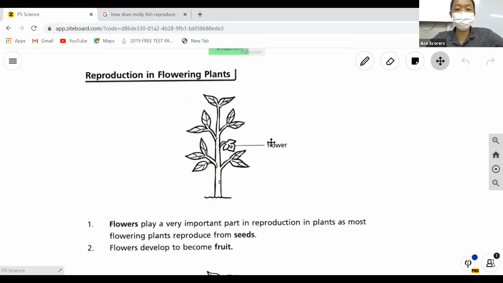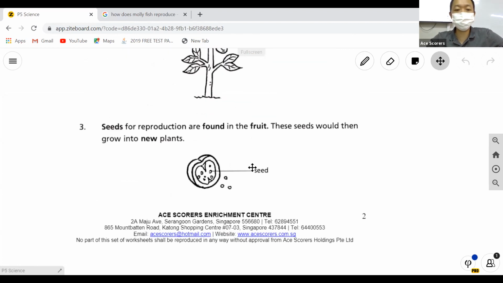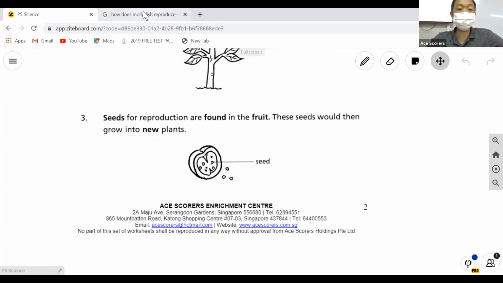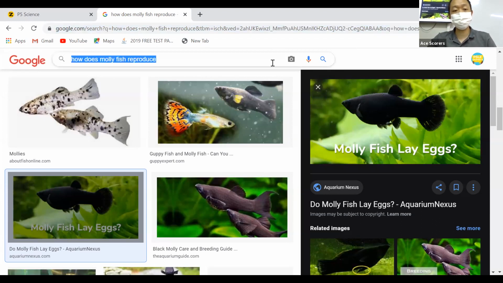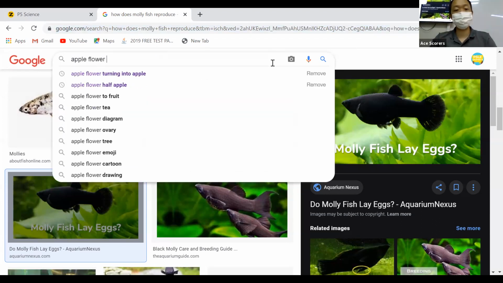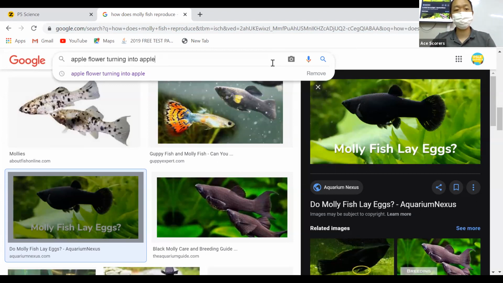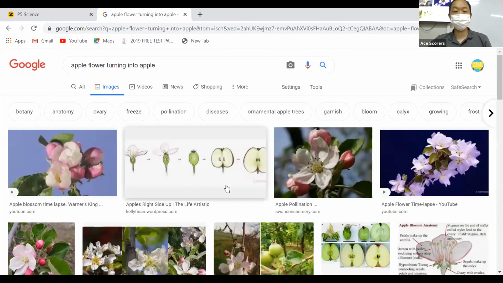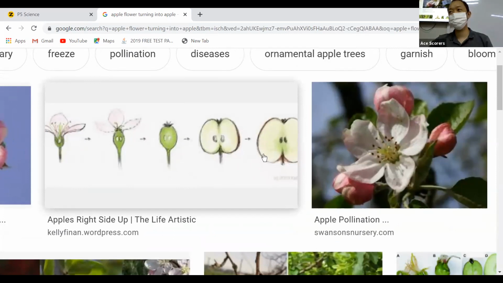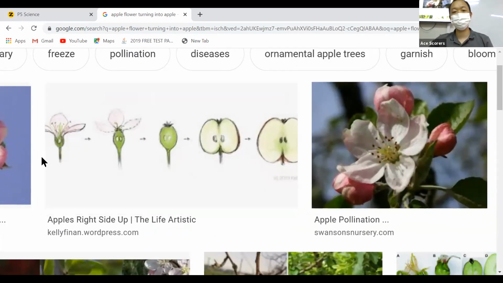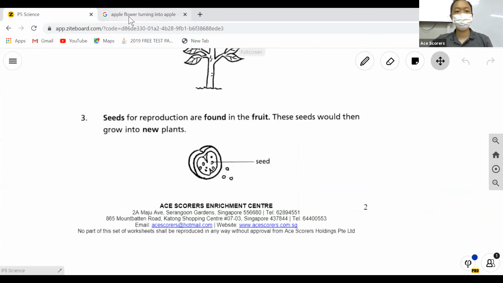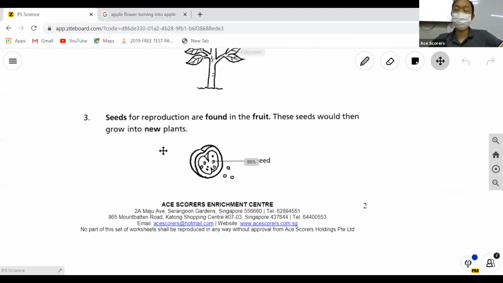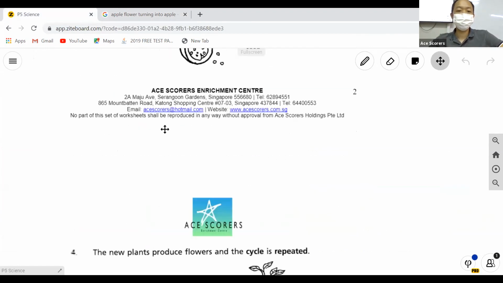So anyway, reproduction in flowering plants. Flowers play an important role. Now flowers come before fruits. We saw many examples of that. I showed you the apple flower turning into apple, and the mango. Look at that. This is how it looks like. Without flower, no fruit. Without fruit, no seeds. Got it? If you take the seeds out of the apple, can you grow it again? So you need a seed.